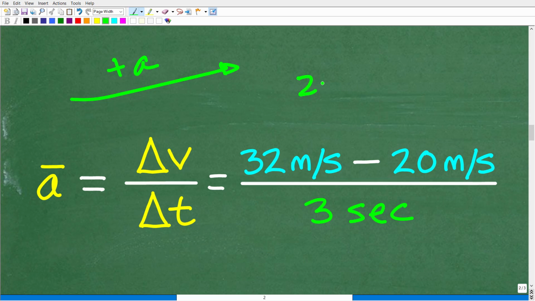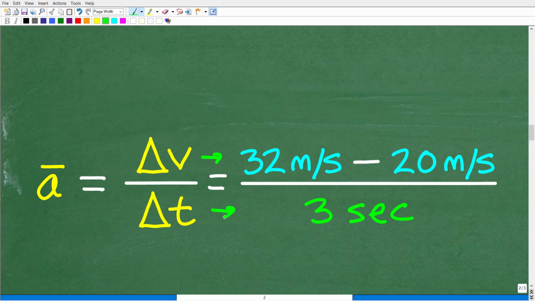If we started with 20 minus 32, that would give us a negative number, or a negative acceleration, which is a deceleration. So we don't have that situation right now. This car is speeding up, not slowing down. So we just have to pay attention to the order of our velocities here, right? So this is going to give us a positive number, not a negative number. So that is our delta V.